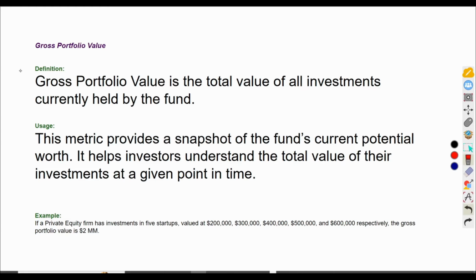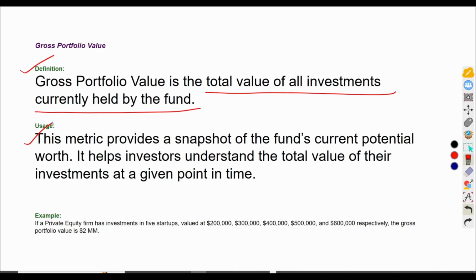Gross portfolio value is the total value of all investments currently held by the fund, right? Let's say you have investments in 5 to 6 portfolios, so you can take the value of all portfolios, combine it and then calculate. It's just the gross value of all portfolios. Usage-wise, this metric provides a snapshot of the fund's current potential worth, the total value of all portfolios, and it helps investors understand the total value of their investment at a given point in time.